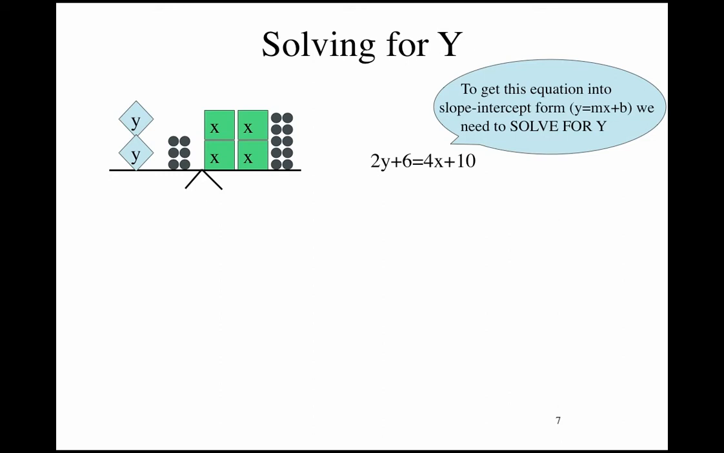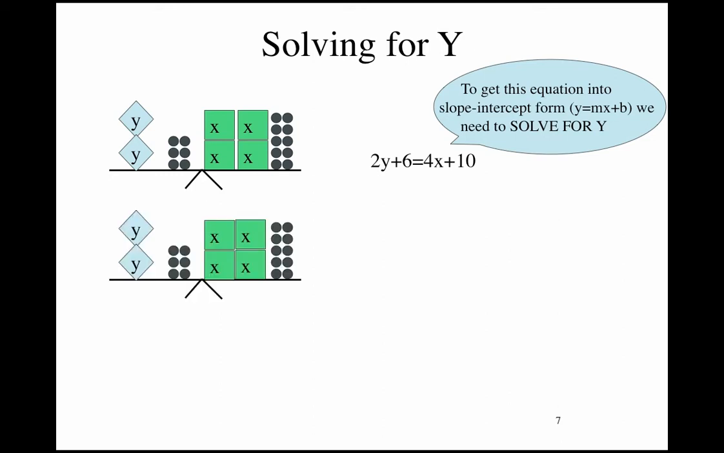Now in the next step, we're going to take this equation and subtract the same thing from both sides. So I notice that there are 6 marbles on the left and 10 on the right. So I can take 6 away from the left, and to keep it balanced, I have to take 6 away from the right. So now the algebra for my equation looks like this. I have 2y on the left equals 4x plus 4. I got there by subtracting 6 from both sides.